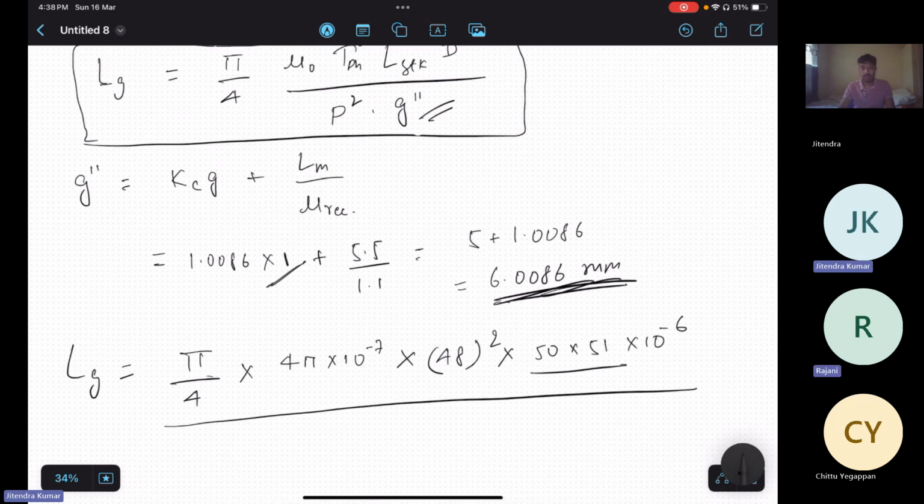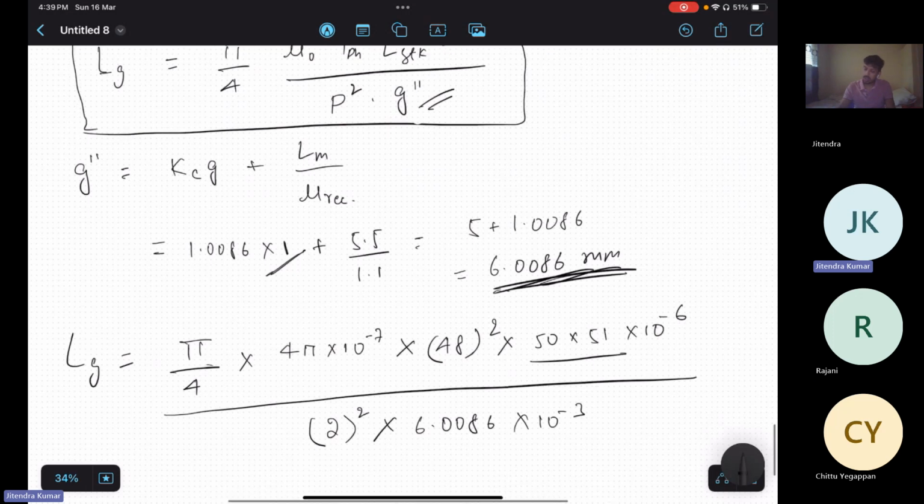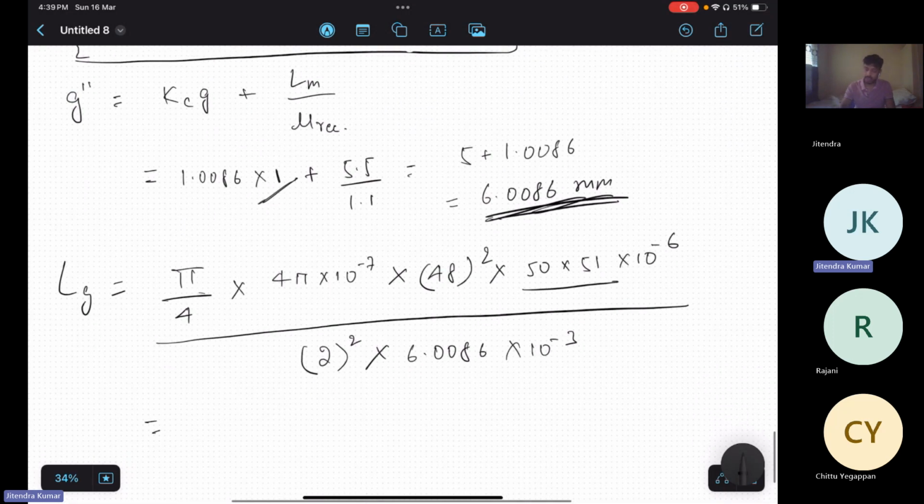Now P square. So what is the P square in this expression? Pole pairs. Actually, here there are 4 poles, so 2 pole pairs. So 2 into effective 6.86. Okay, so now I hope you can calculate this value.